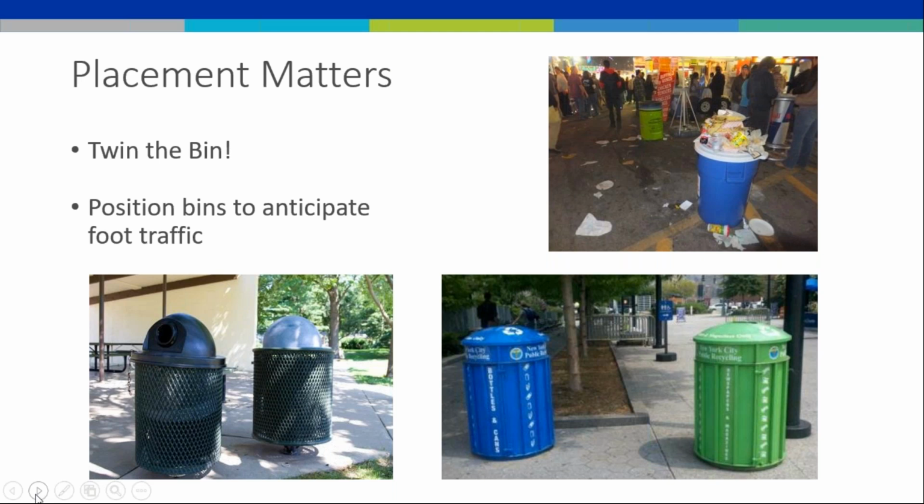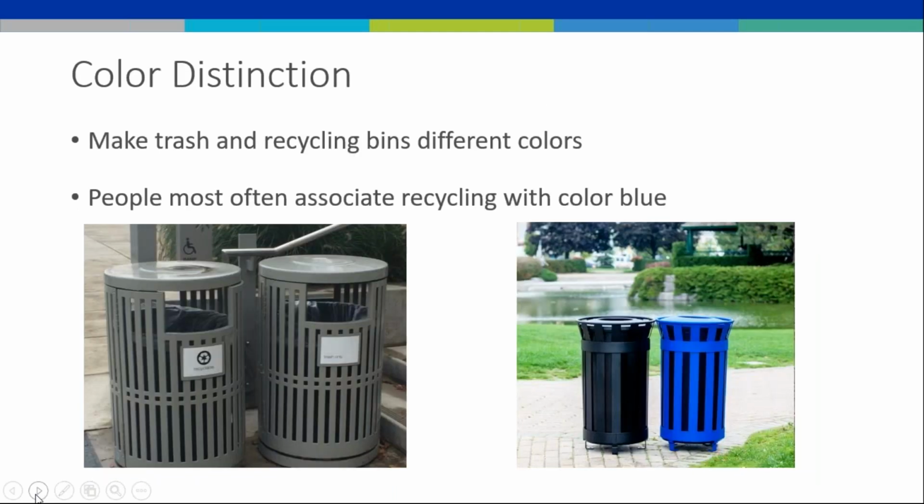So where the bin is placed is really important. The photo just above it shows an example of a recycling bin and a trash bin. And you can see the recycling bin has a lot of trash piled on top of it, simply because people are not willing to walk 5 feet out of their way necessarily. Every circumstance is a little different, but it's a fairly universal aspect.